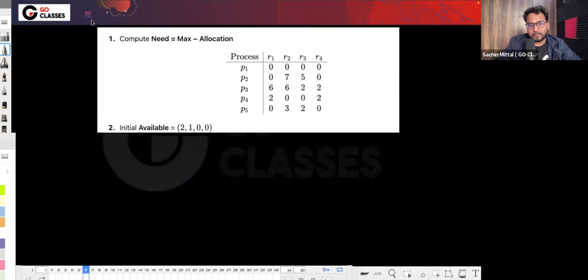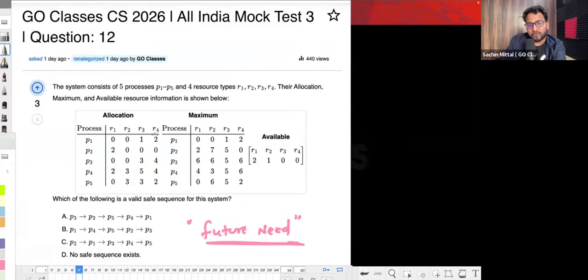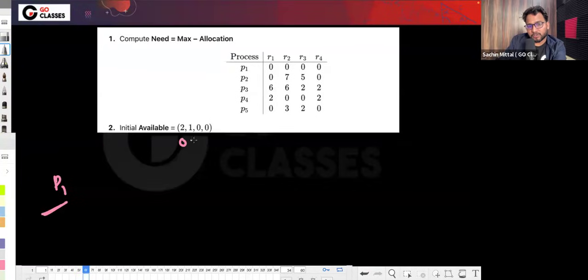So based on this available, can you satisfy anyone's future need? I think P1 is already satisfied, so you can definitely satisfy P1. Once P1 is satisfied, P1 will release its currently allocated resources. Currently it has 0012, so it will release that. If you add 0012 here, you will get 2121. So this is now your current available.